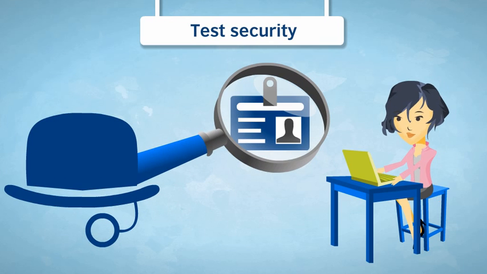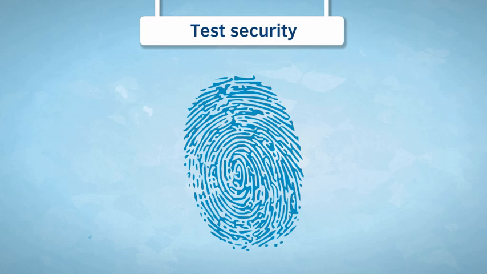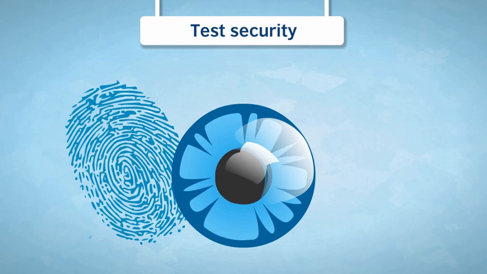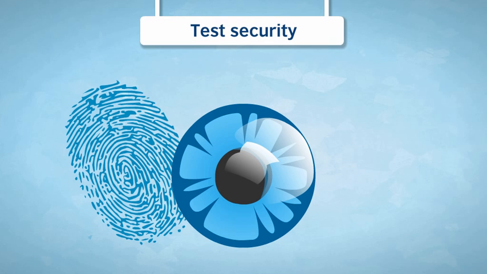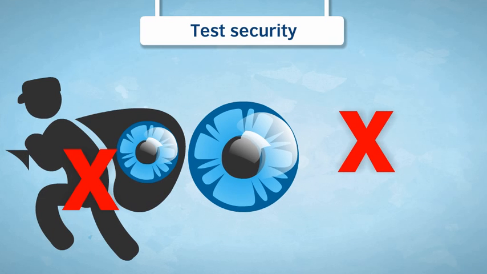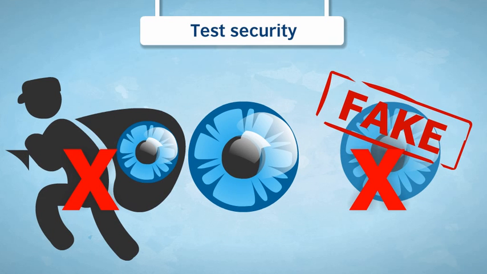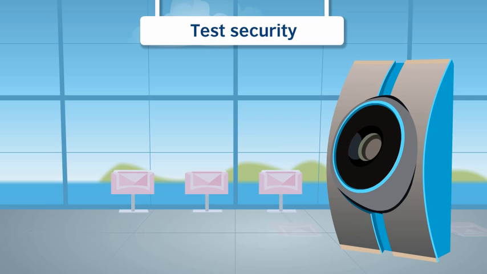Most people know that everyone has unique fingerprints, but did you know that everyone's irises are also unique? So a technique called iris recognition is one way of making sure a person is who they say they are. And unlike ID cards or passports, irises can't be stolen or forged. That's why iris recognition is used at many airports.